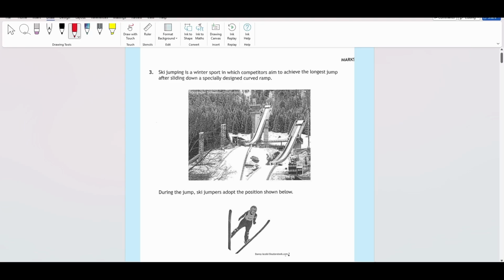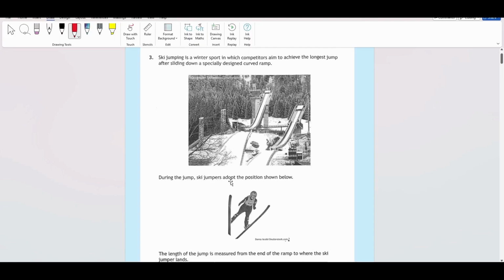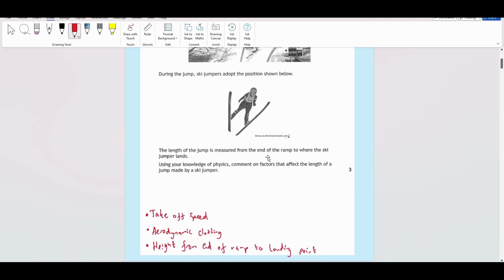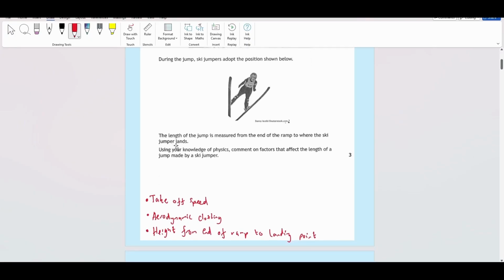So question 3 says, ski jumping is a winter sport in which competitors aim to achieve the longest jump after sliding down a specially designed curved ramp. During the jump, ski jumpers adopt the position below. The length of the jump is measured from the end of the ramp to where the ski jumper lands. Using your knowledge of physics, comment on the factors that affect the length of a jump made by a ski jumper.